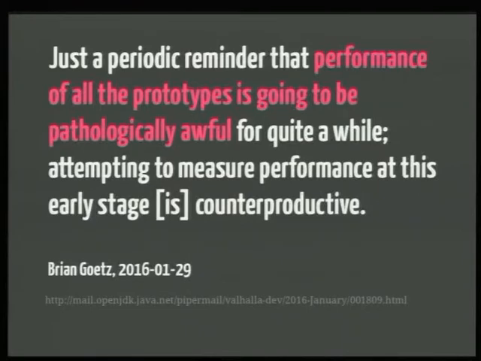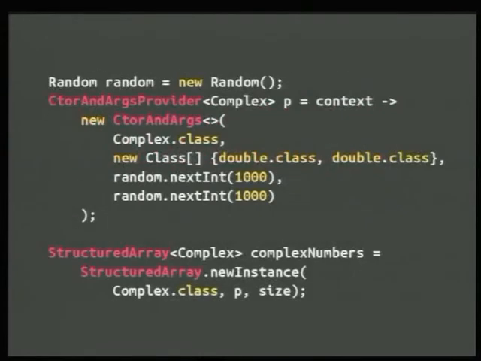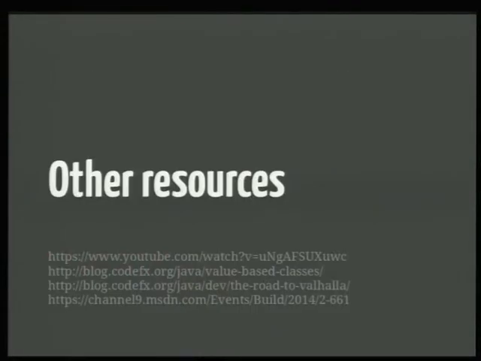Here's a reminder that performance of the prototypes is going to be pathologically awful for quite a while, and this is a couple of days old, so sorry, didn't benchmark that. This I'm going to skip, and here's a couple of links. The first one is Brian Goetz speaking about value types at the last JVM Languages Summit.